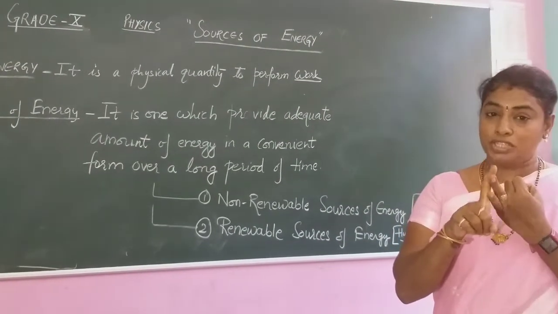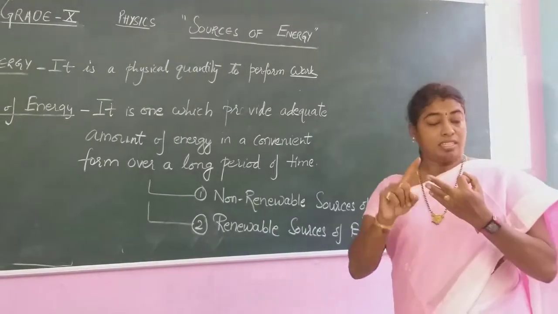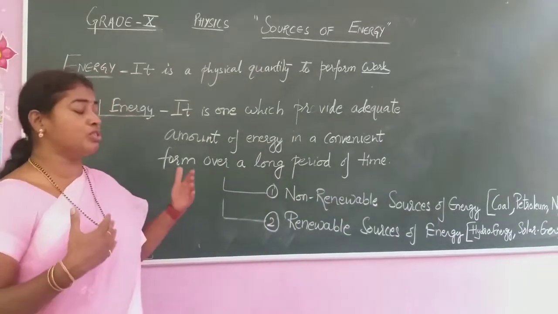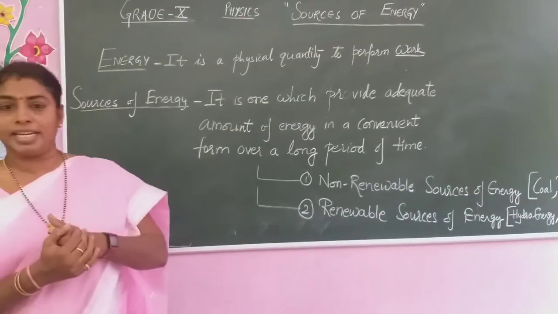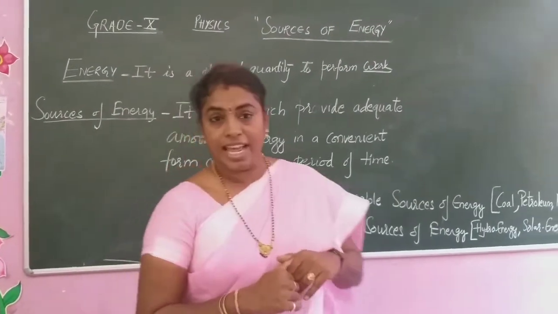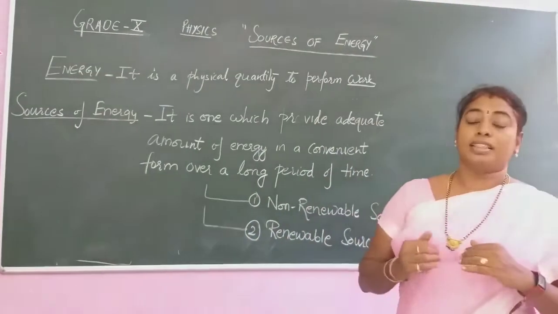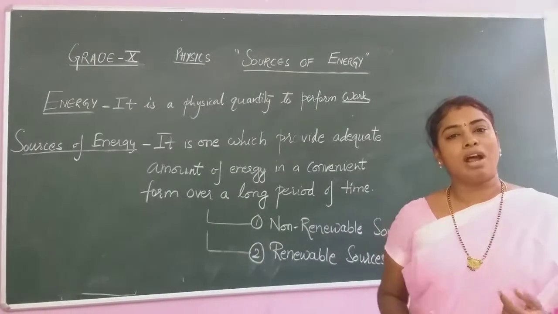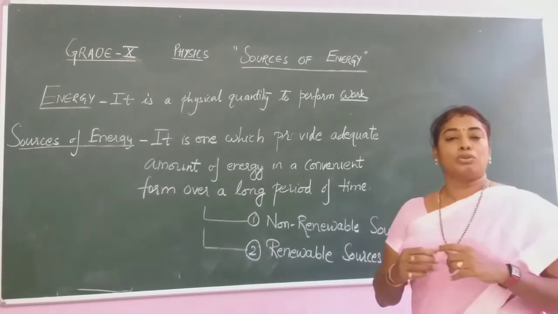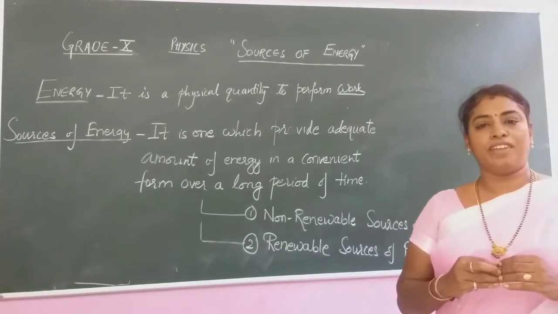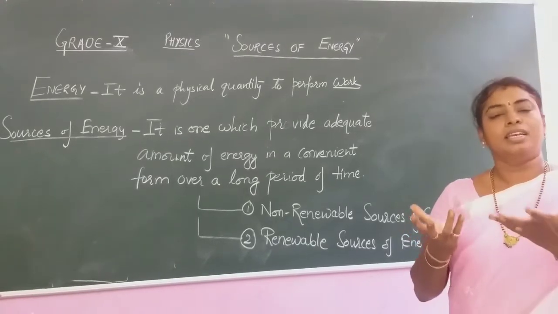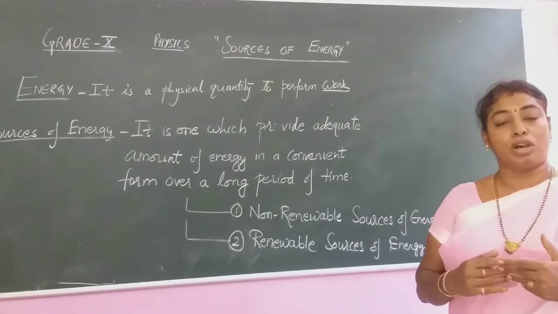Second thing, it should be cheap and easily available. Third thing, it can be stored and transported from one place to another place. These are the qualities, the characteristics of a good source of energy. And the most important part is that it should not create any pollution in the environment. That is the most important part to call energy a good source of energy. And it should not leave any ash when it is burned. So that is called a good source of energy.